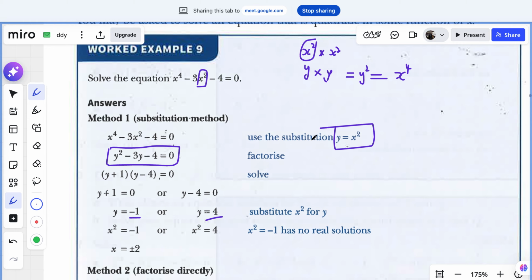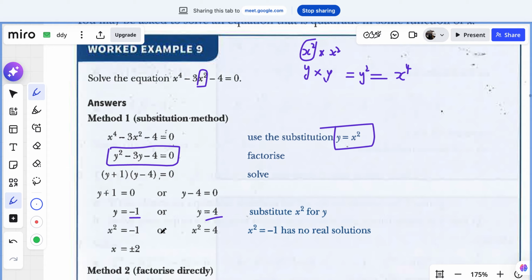Since y is equal to negative 1, you will now say s squared equals negative 1, right? Because you say y equals s squared. So you replace y with this value, s squared equals negative 1, right?